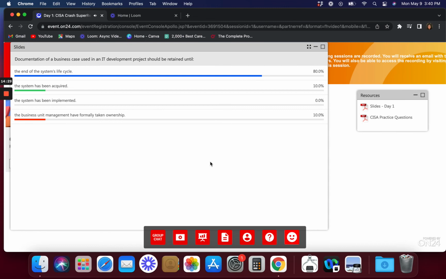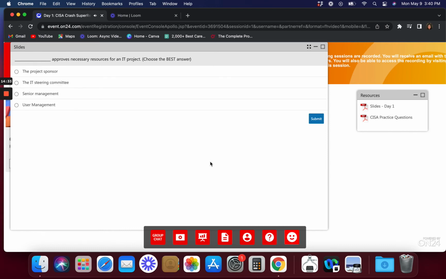So, who approves necessary resources for an IT project? Choose the best answer. Who approves necessary resources? Is it the project sponsor? Is it the IT steering committee? Is it senior management? Is it user management? What do you think it is?